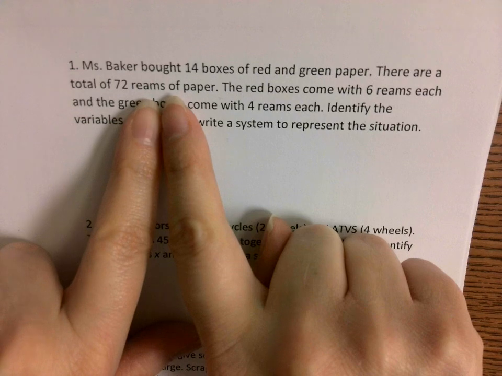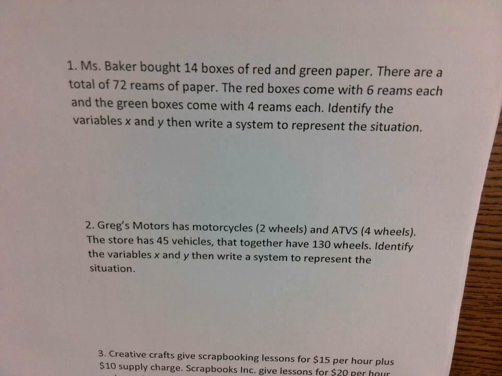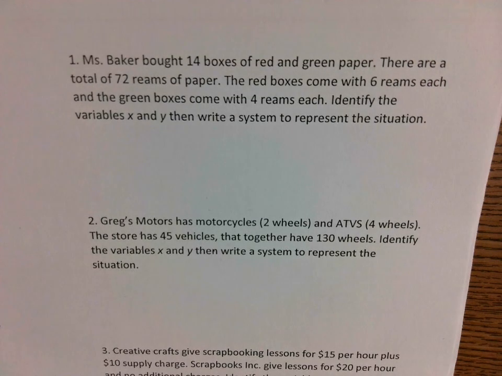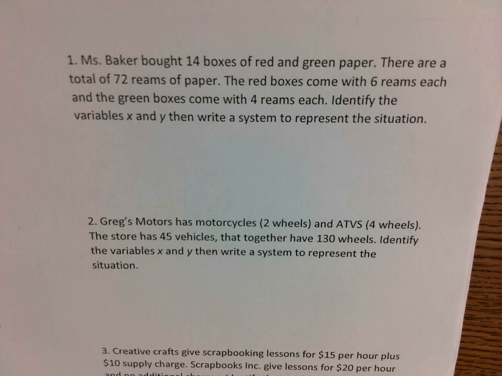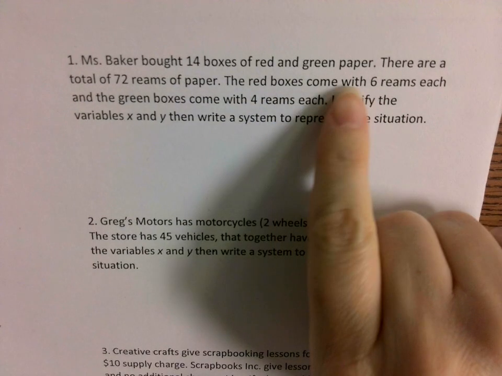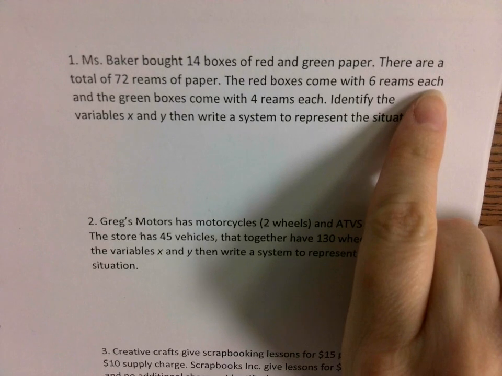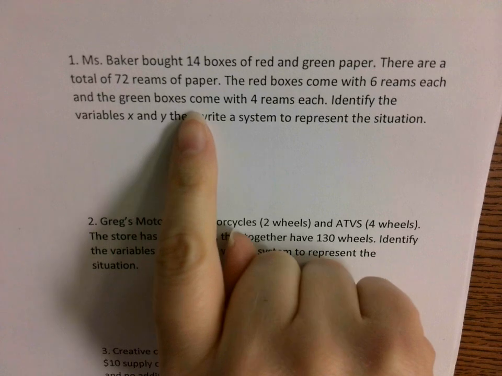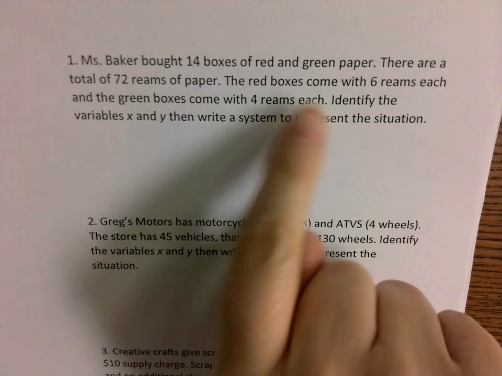So when you buy a box, it comes with reams of paper. So reams of paper are things like this, all right? This is a ream of paper. It comes in a plastic wrap. So I buy a box and I might have several reams of this paper inside, okay? So the red boxes are going to come with 6 reams each. So 6 packs of paper inside each box. And the green boxes are going to come with 4 reams each. So 4 packs of green paper in each box.